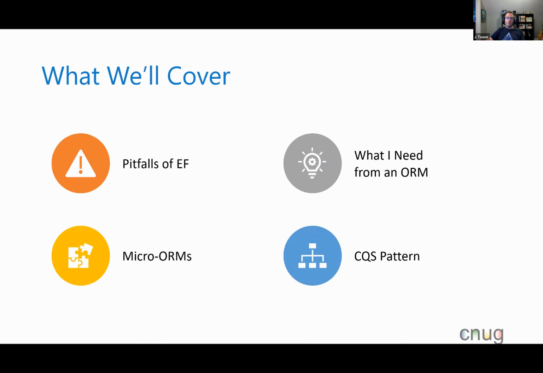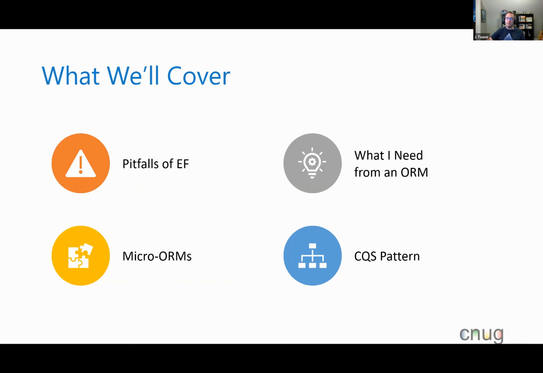All right, so a little bit about what we're going to cover tonight. I'm going to start with some of the pitfalls of Entity Framework. I imagine most of us, maybe all of us that are .NET developers in the audience tonight, have used Entity Framework, at least some version of it. We've got the two major versions right now: Entity Framework 6, which is on the .NET side, and Entity Framework Core, which is on the .NET Core side. I imagine most people have used at least one of those. So we're going to talk a little bit about some of the problems that you may have run into, some of the pitfalls of that.